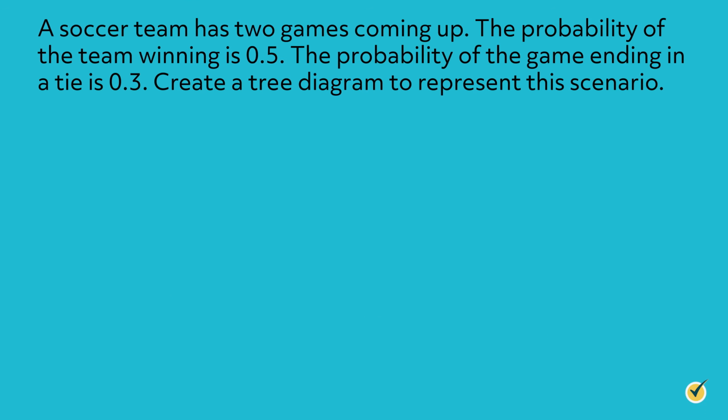A soccer team has 2 games coming up. The probability of the team winning is 0.5. The probability of the game ending in a tie is 0.3. Create a tree diagram to represent this scenario. Start constructing the tree diagram by drawing branches to represent the first set of events in the scenario. What are the possible outcomes for the first soccer game? The team could win, tie, or lose.